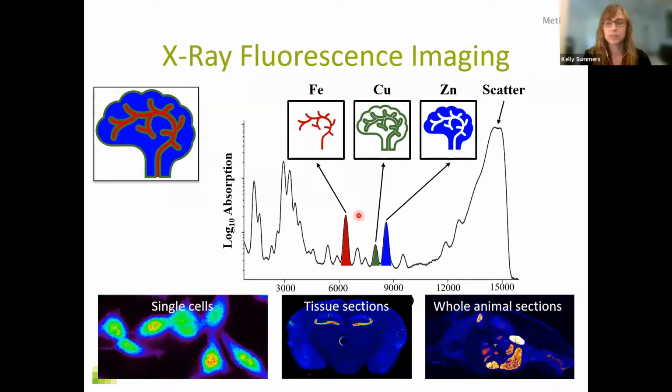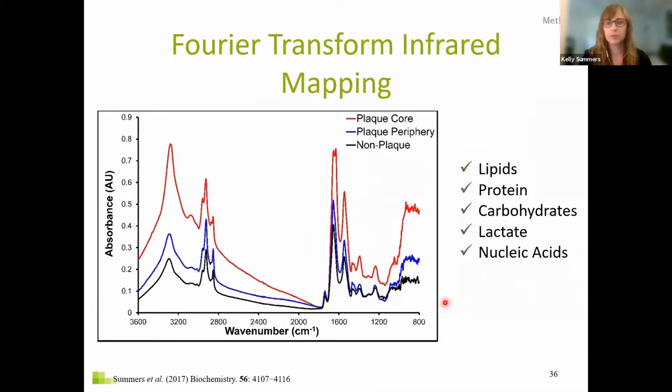And we can do this with several different sizes of samples. We have done single cells, we've done tissue sections. This is a brain section from a mouse, and we've done a little bit of whole animal sections. So there's really a range of information that you can get. Similarly, with Fourier transform infrared mapping or FTIR mapping, you get a spectrum at each pixel, and you can isolate peaks of interest to give information on lipids, proteins, carbohydrates, even lactate and nucleic acids.